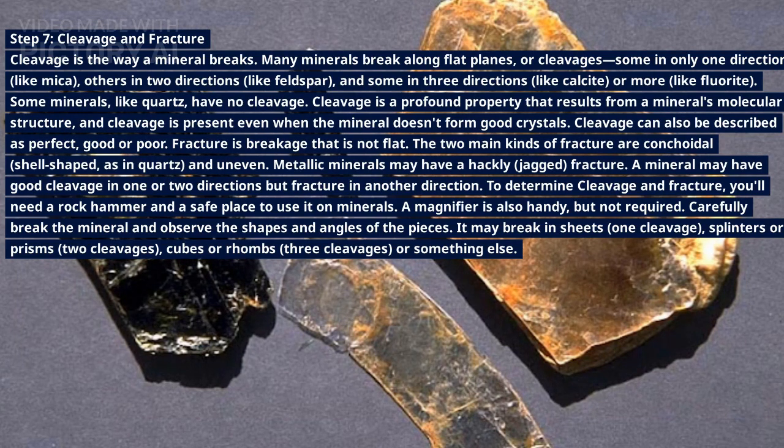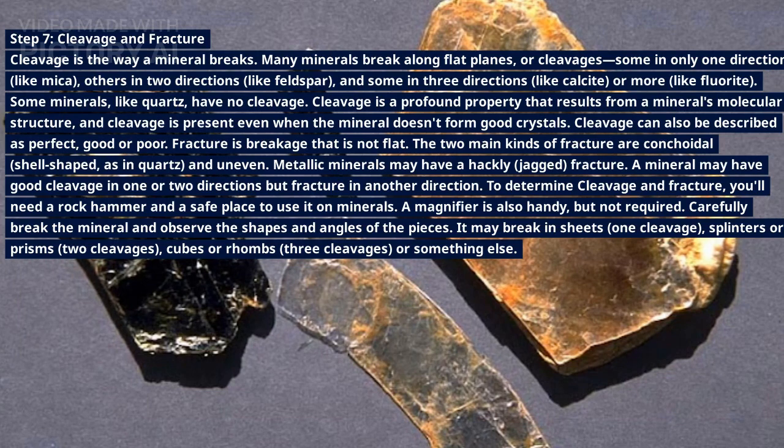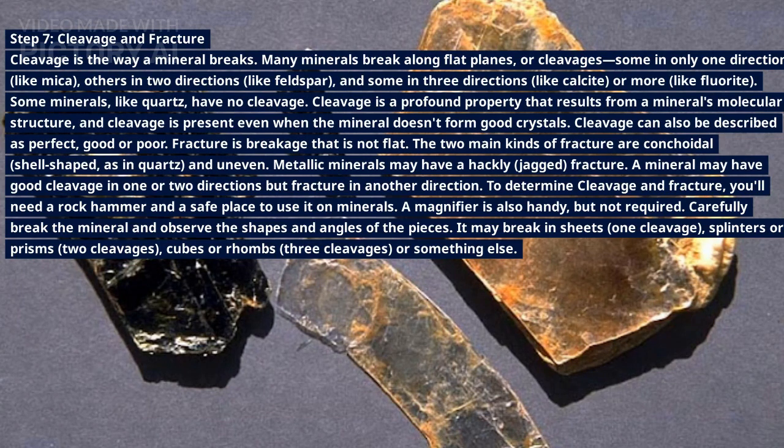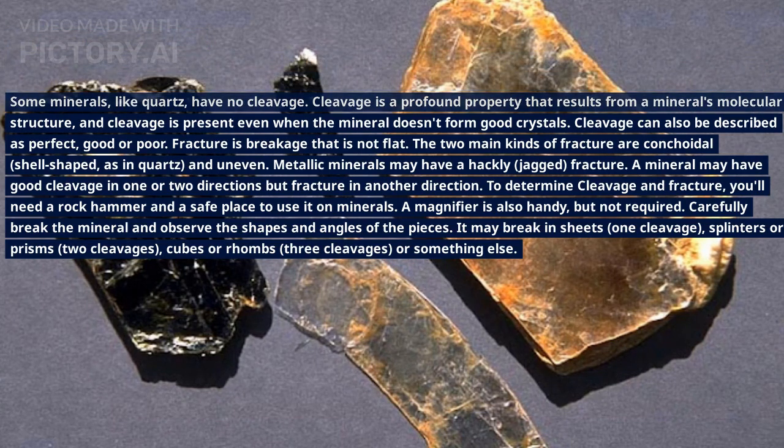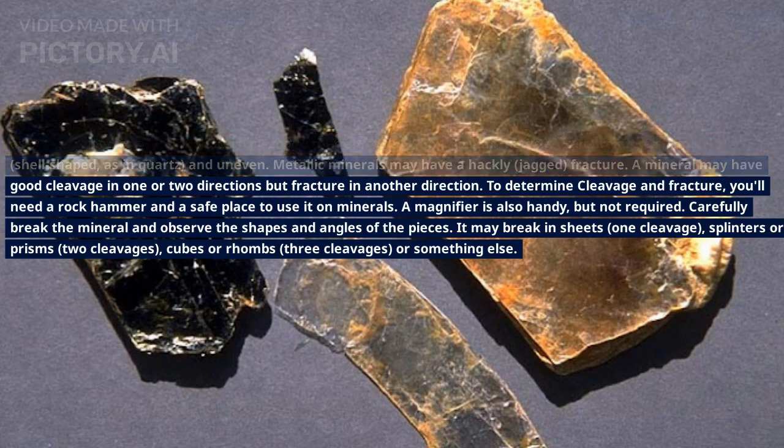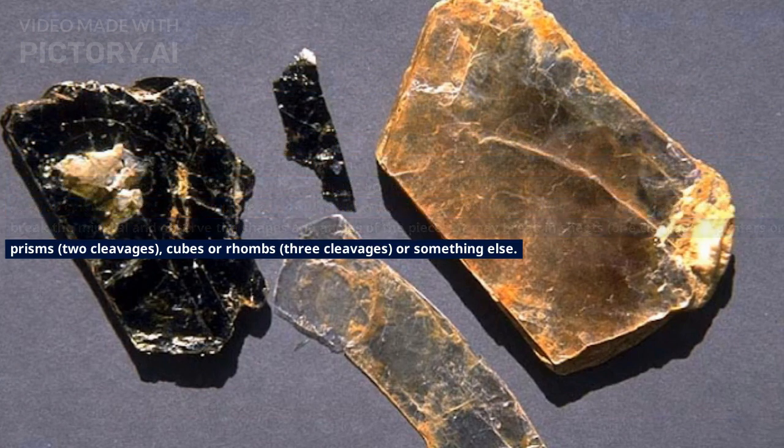To determine cleavage and fracture, you'll need a rock hammer and a safe place to use it on minerals. A magnifier is also handy, but not required. Carefully break the mineral and observe the shapes and angles of the pieces. It may break in sheets, 1 cleavage, splinters or prisms, 2 cleavages, cubes or rhombs, 3 cleavages, or something else.